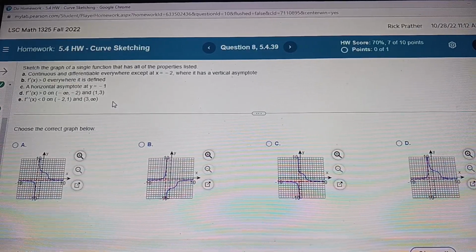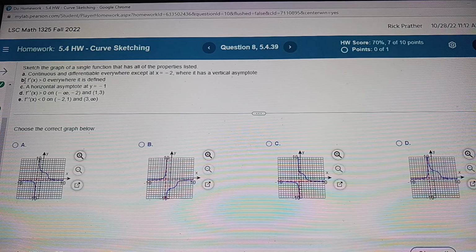So part A is telling me, and these aren't really part A, but these are just like you're a detective and you've collected this evidence. So evidence A: it's continuous and differentiable everywhere except at -2 where it has a vertical asymptote. So any choice that doesn't have a vertical asymptote at -2 is out.